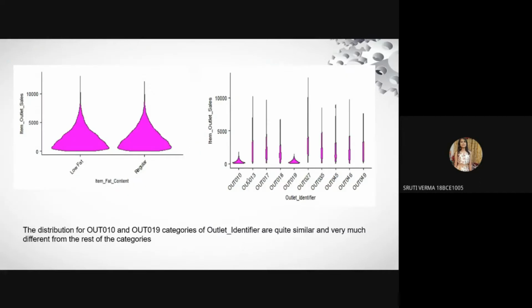The distribution of outlet 010 and outlet 019 categories of outlet identifier are quite similar and very much different from the rest of the categories. For the item fat content versus the item outlet sales, we see the low fat and the regular fat have the same kind of violin plot.